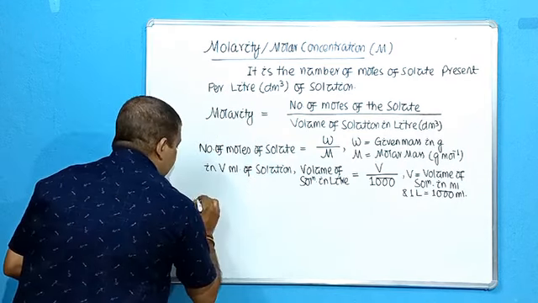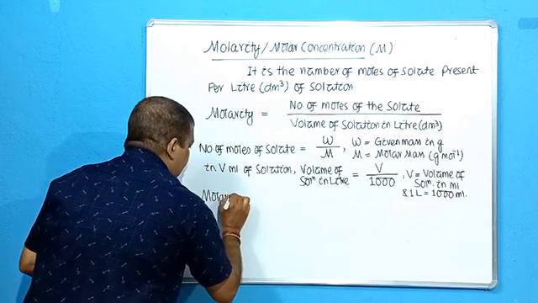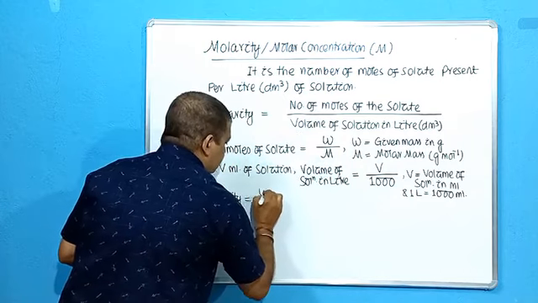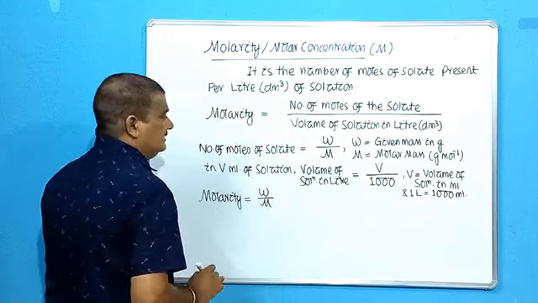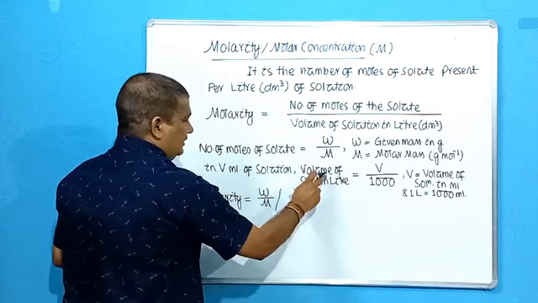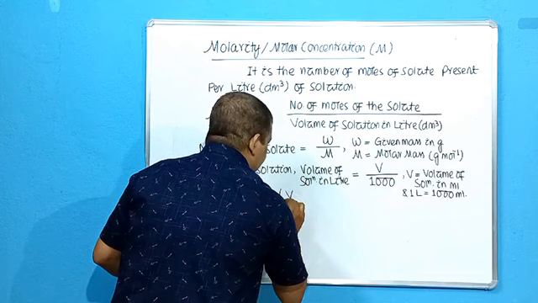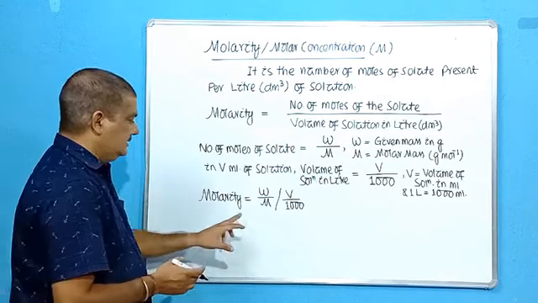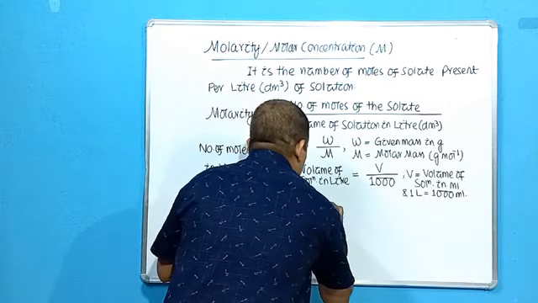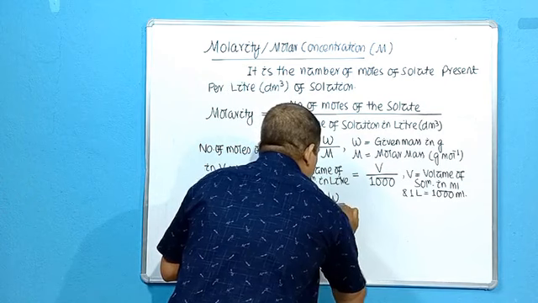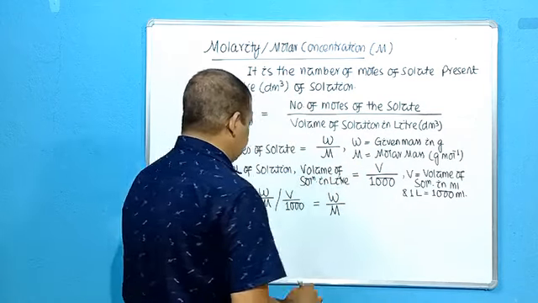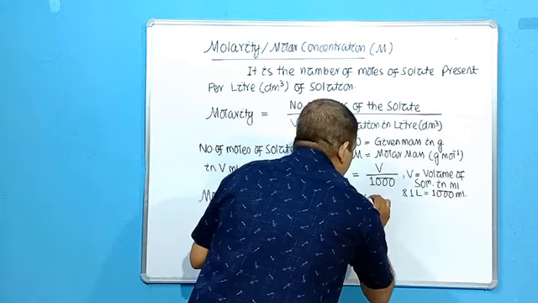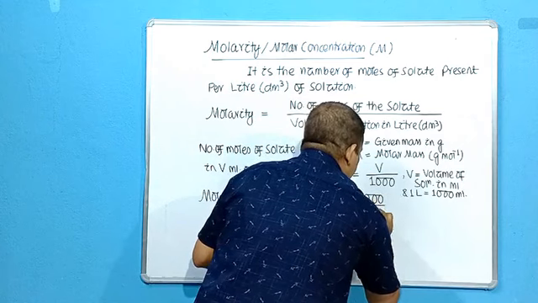So as per this formula, what will be molarity? The number of moles of the solute. What is number of moles of the solute? W by molar mass divided by volume of the solution in milliliter, that is V by 1000. Okay, that means what will be molarity? Now W, that is given mass of the solute in grams, divided by M, molar mass of the solute, into, now 1000 will be moving here, 1000 by V.